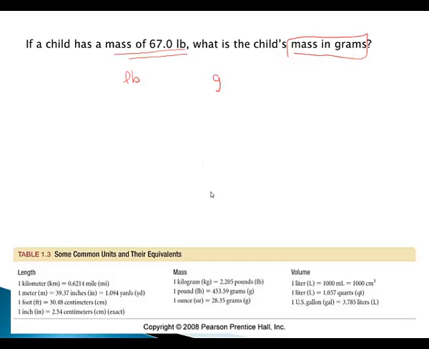And then here I have a list of conversions. Do I have a relationship already that sets pounds to grams? And I do. This one right here. Okay? So I have an equality that goes that for every 1 pound, it's equal to 453.59 grams. And so I'm going to set my problem up.